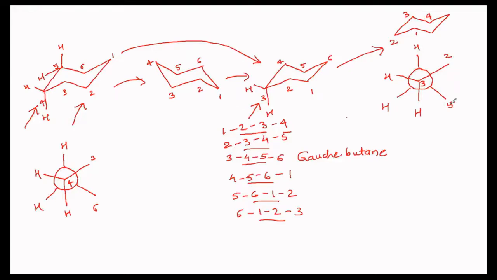तो कितने bonds है cyclohexane में? 6 bonds. So every bond is contributing to one gauche butane unit. And that's why there are total 6 gauche butane units in cyclohexane ring.